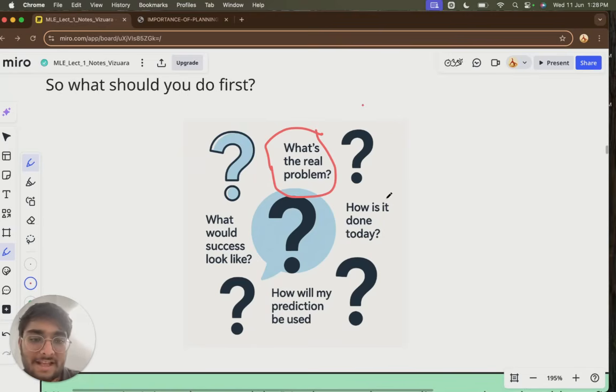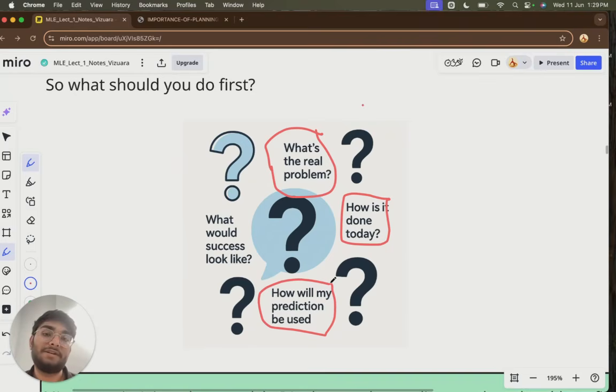Then I'll ask, how is it done today? What algorithms, what methods, what strategies are you using currently? Then I'll ask, how will my prediction be used? If I am planning to use a recommender system, I'll tell them I'm planning to use this, but how will you implement or incorporate this into your current pipeline? Then, next would be, what would success look like?